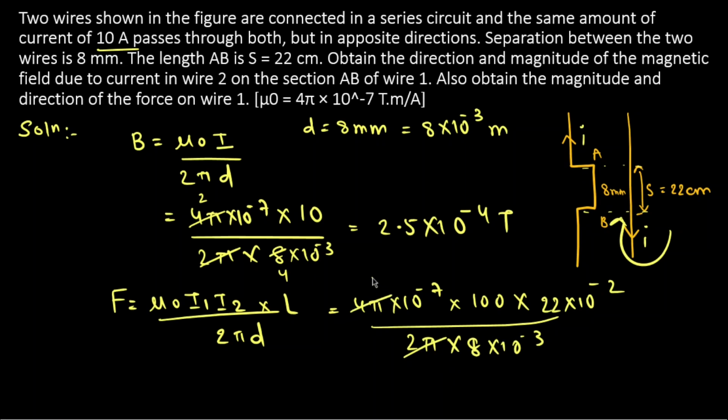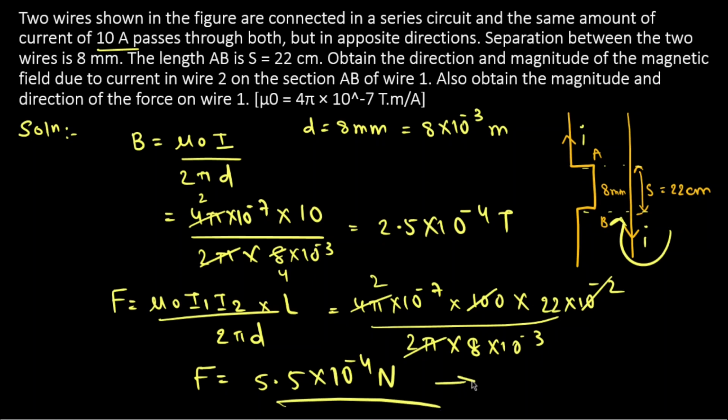So cancelling this and this also gets cancelled, we'll have 44 divided by 8, which will give us the repulsive force to be 5.5 into 10 raised to minus 4 Newton, and this force is repulsive since the currents are anti-parallel. I hope you understood this sum. Let's look at the next sum.